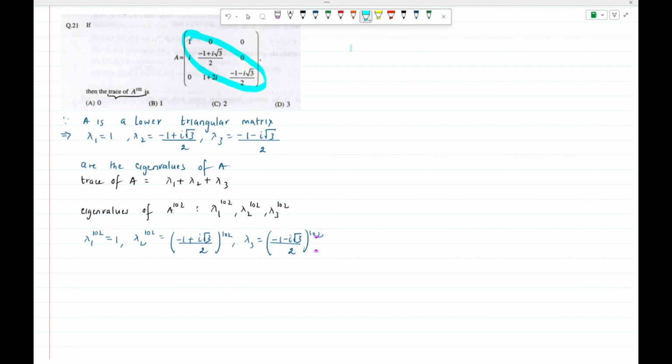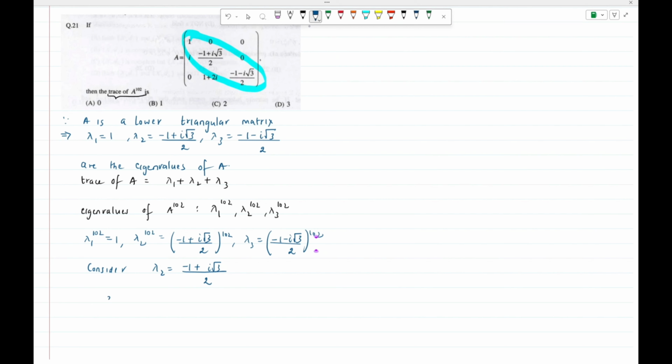In the beginning, we discussed that this is a mixture of complex numbers as well. So here you can see that we are interested in the 102nd power of both the complex numbers. We are going to take help of the polar form of the complex number and also de Moivre's theorem. So let's talk about lambda 2 first. Consider lambda 2 is equal to (negative 1 plus i root 3) over 2.